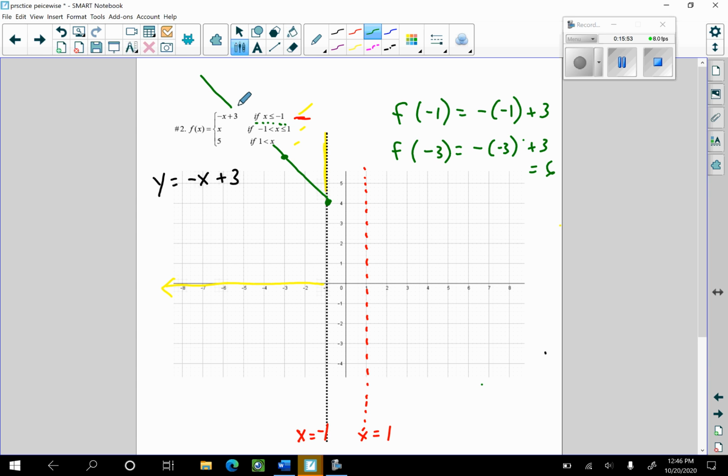Now I'm going to graph the top piece, which is a line, and we're going to label that line piece right there as y is equal to negative x plus 3.